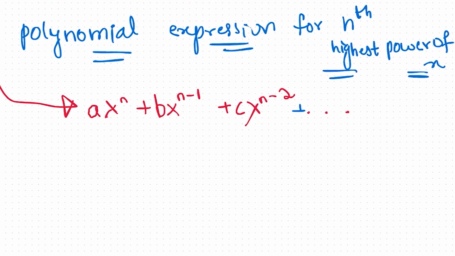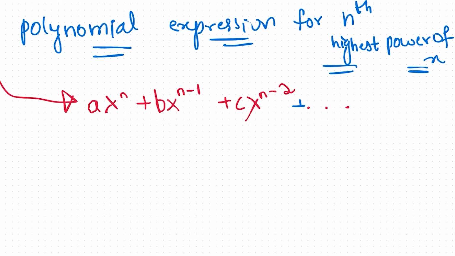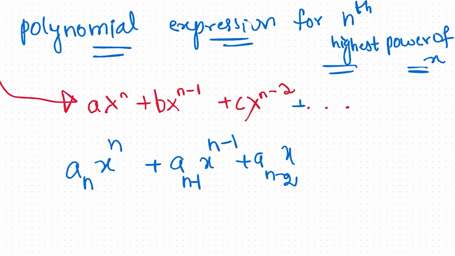So this is the official general form of a polynomial expression. In the textbooks they often write it like this to make it simple. So they write a_n x power n plus a_(n-1) x power n minus 1, a_(n-2) x power n minus 2, plus so on. Last will be a_1 x power 1 plus a_0, which will be the constant.